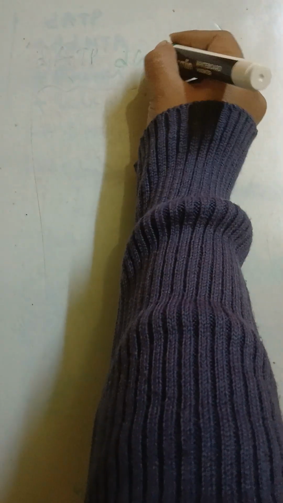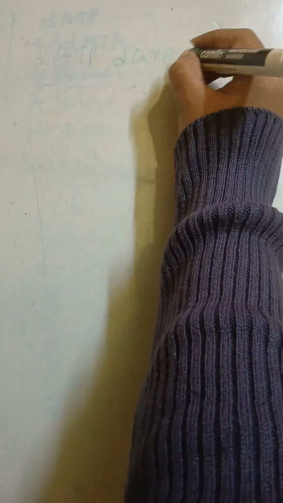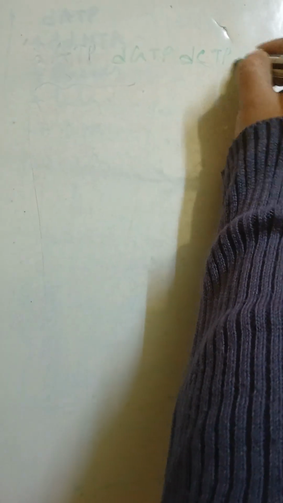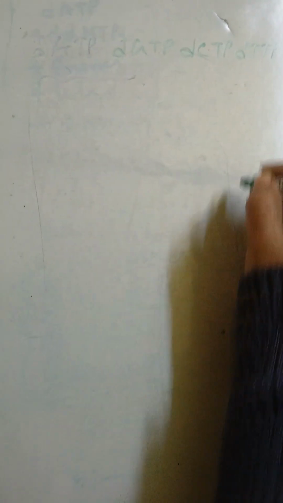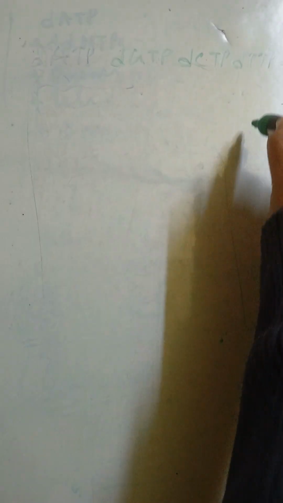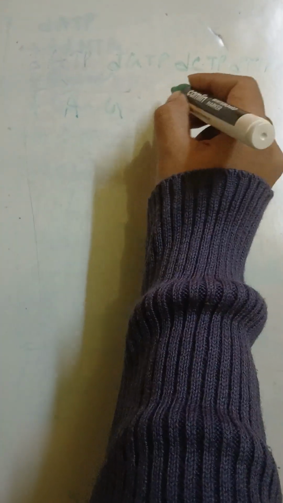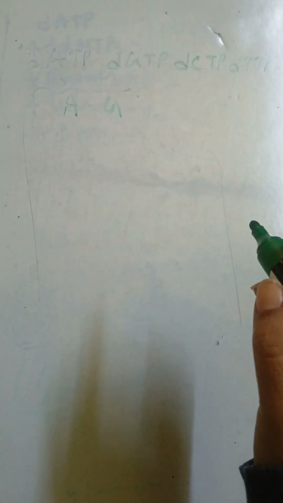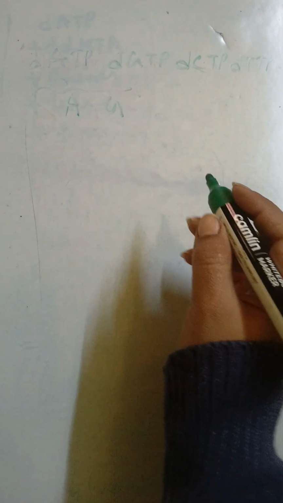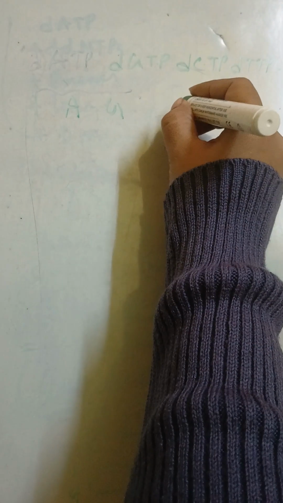The second one will be ddGTP containing fragments. The third one is ddCTP containing fragments, and the fourth one is ddTTP containing fragments. Now this is a sequencing gel. If this is a sequencing gel, there is A, G, C, T, something like that.